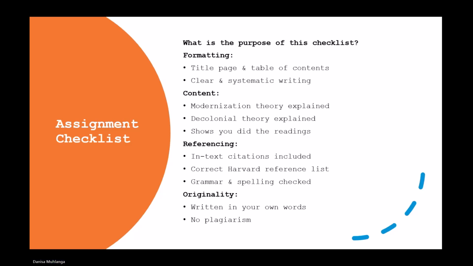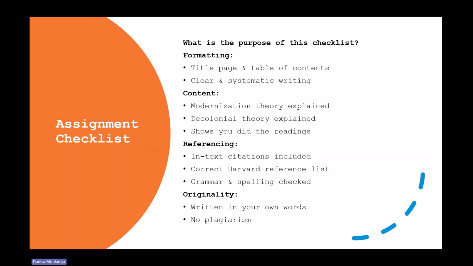You understand? Also, when you are using the checklist, you need to check the formatting of your assignment, okay? Which is the title page, table of contents, clear writing. You need to check that. You also need to check the content of your assignment. You can't check the content without double checking your topic. Remember, you can't go off topic, right? Even the examples that you use must be exactly speaking of the topic.